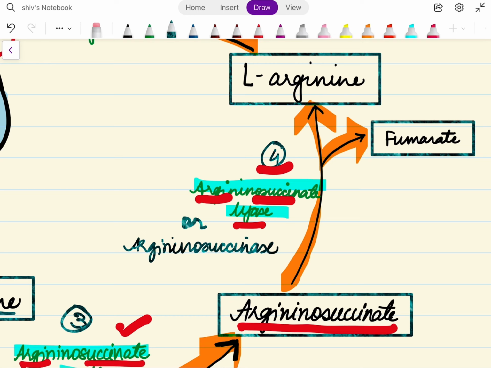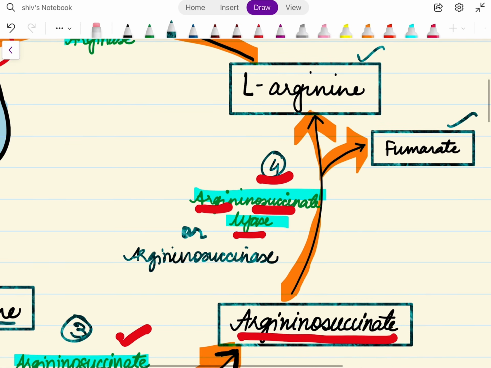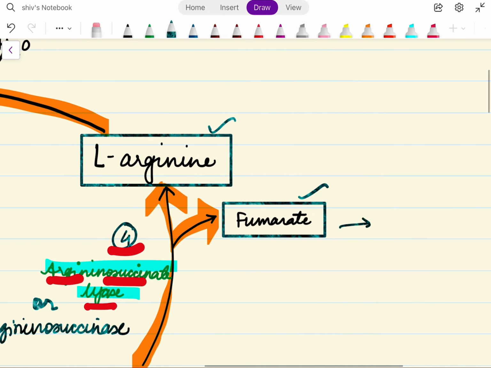Now, what is argininosuccinate cleaved into? It forms L-arginine and fumarate. So basically it forms arginine and fumarate, and this fumarate provides a connecting link with the TCA cycle or the Krebs cycle, as you might remember.